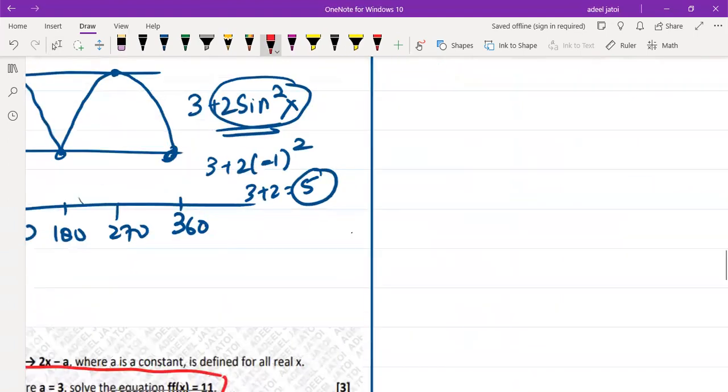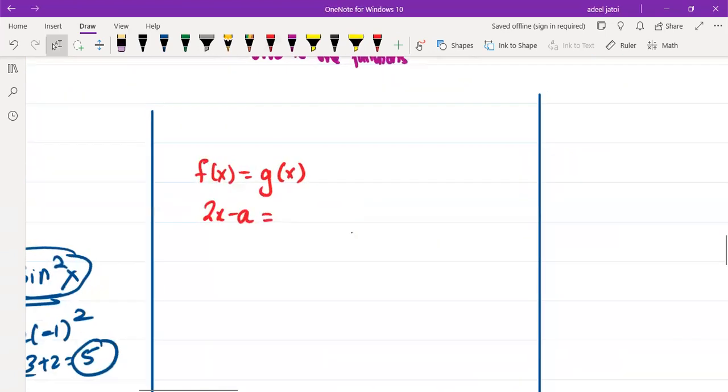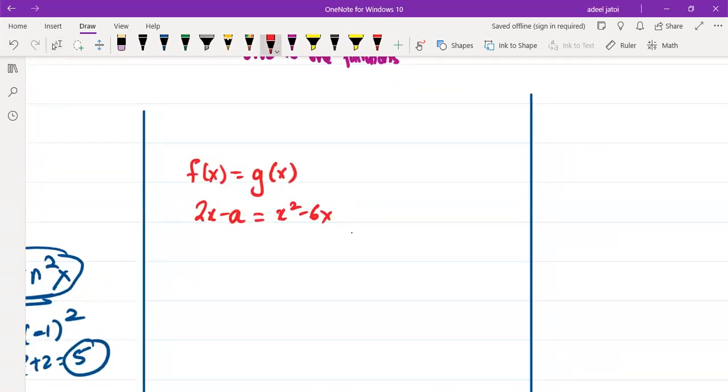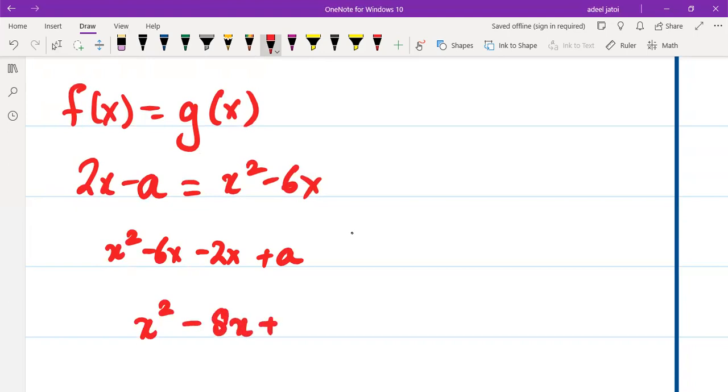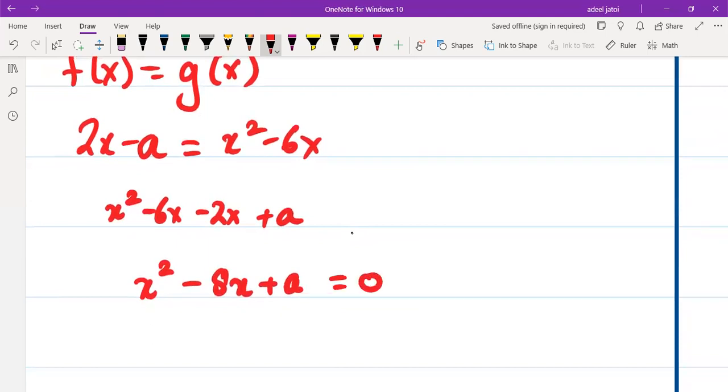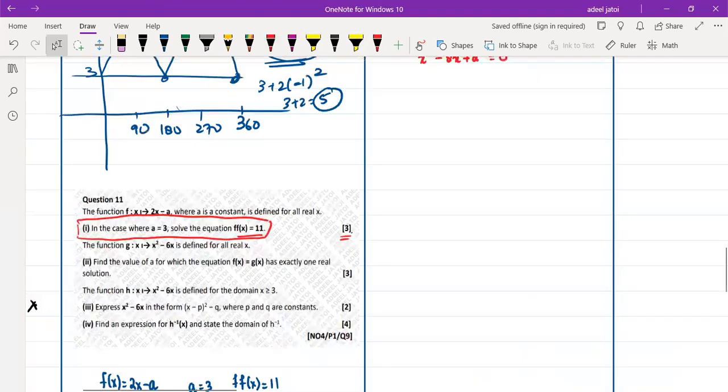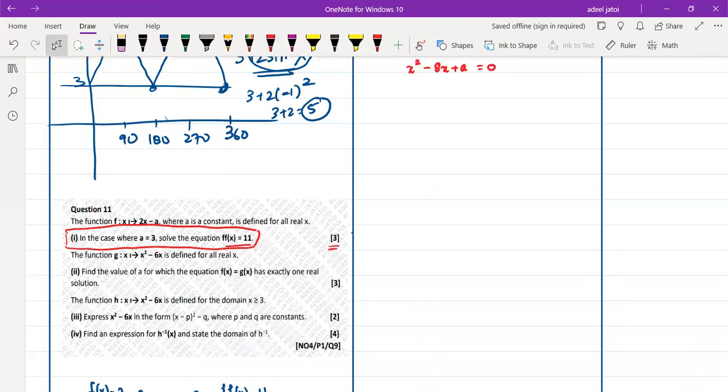Whereas the function of g(x) was x square minus 6x. So if we just solve this, we will have x square minus 6x minus 2x plus a. x square as it is, minus 6x as it is. 2x will come on the other side, become minus 2x, and minus a becomes plus a. If we just solve this, this should be x square minus 8x plus a. This will be the equation given, but this is in the form of a quadratic. The question clearly mentioned one particular thing, that it has exactly one real solution.